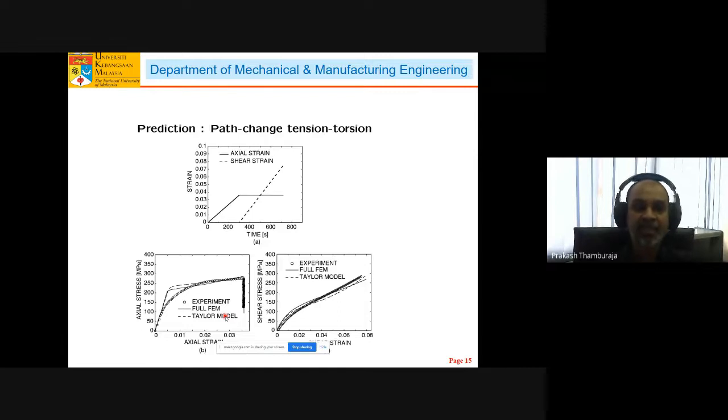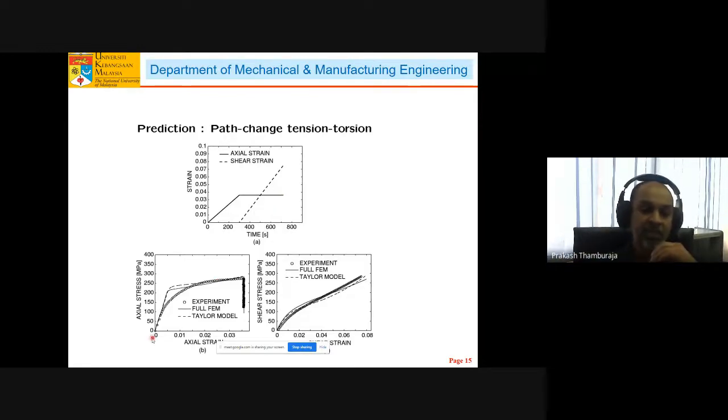Let's try to do a path change tension torsion. We use the same sample as the tubular torsion sample, but what we do is we deform the sample in tension first. So we perform the axial deformation first to about 3.5% strain, and we fix the axial strain. Once the axial strain level is fixed, we perform a shear simulation at the same time, with the shear strain increasing with the fixed axial strain. So you'll get two types of responses here, an axial response and a shear response as well.